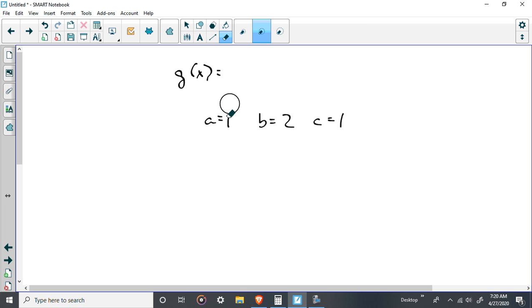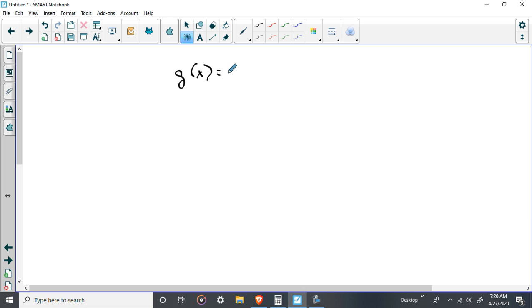A couple other things that they can show you. What if I said x squared plus 3x? Well, in this case, a is 1, like we just said. b is 3, and there is no c. c is 0, okay? There is no c.